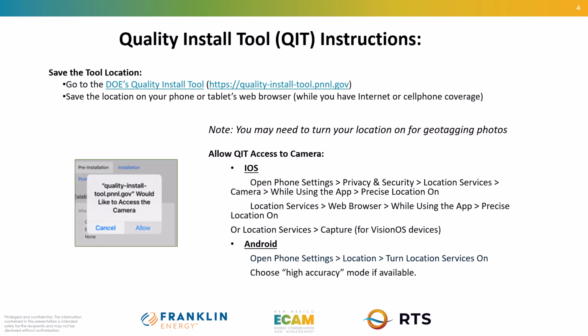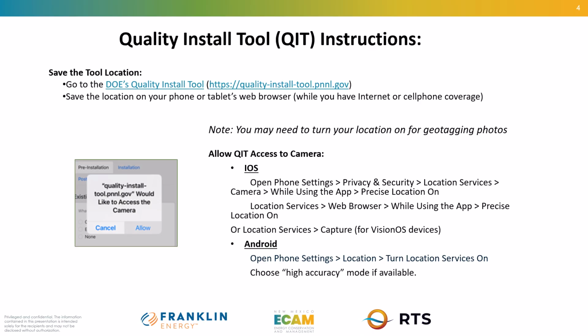Before installing electrical upgrades, go to the DOE's Quality Install Tool, or QIT. Here you will save the tool location on your phone or tablet's web browser while you have internet service or cell phone coverage. You may need to turn your location on in settings to geotag photos. To do this on an iOS phone, go to Phone Settings, select Privacy and Security, then select Location Services, and select Camera Precise Location On while using the app.